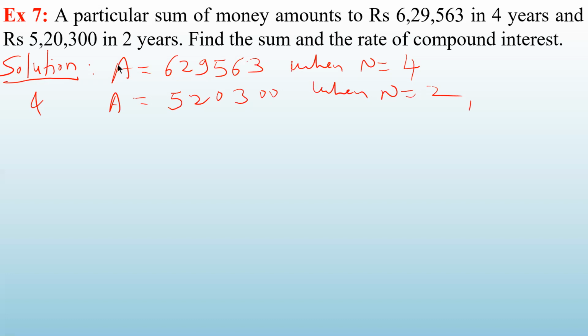So there are two amounts given to you. You may call them A1 and A2. You have to find out the principal and the rate of compound interest.